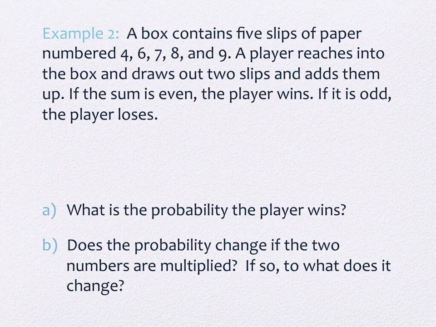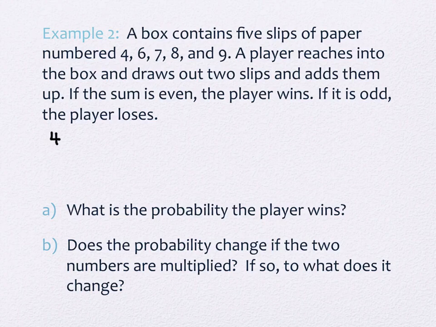A box contains 5 slips of paper, numbered 4, 6, 7, 8, and 9. A player reaches into the box and draws out 2 slips of paper and adds them up. If the sum is even, the player wins. If the sum is odd, the player loses. So we're going to write down all the possible things that could happen.